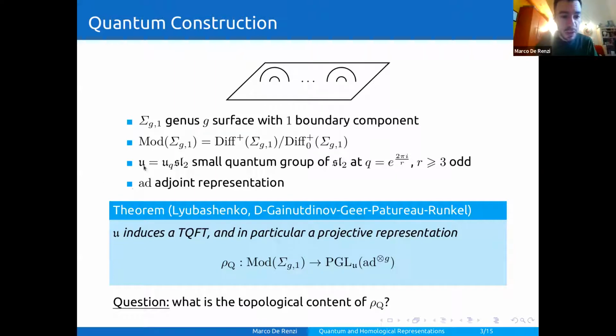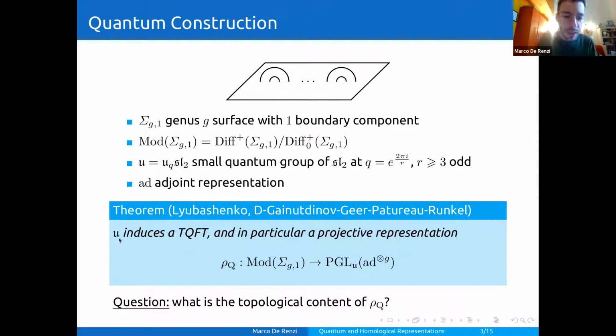But for the moment, this notation allows me to state the main result on the quantum side, which is that, first of all, U induces a TQFT. I haven't defined what a TQFT is. I guess most of you know, and it appeared also in previous talks. It won't be really necessary to know the details of the definition for this talk, but it's just to tell you that with this example of algebraic ingredient, we can perform all the constructions we liked on the previous page, on the left side of the previous page.